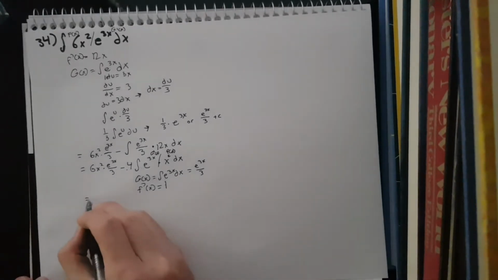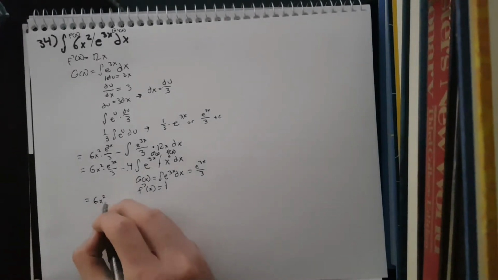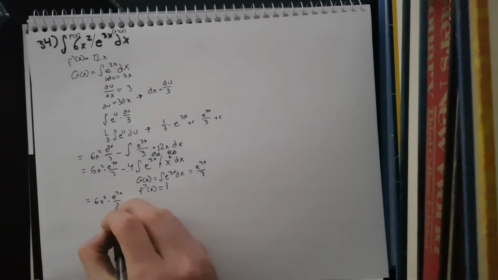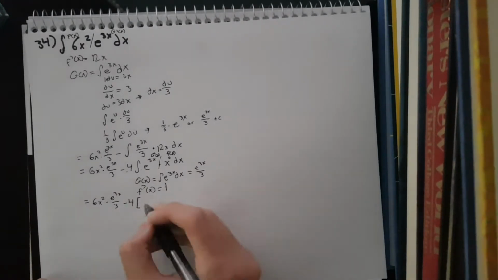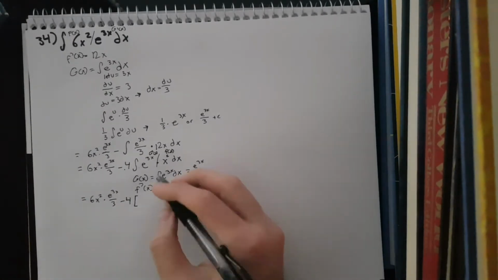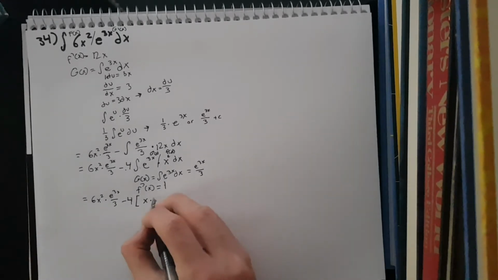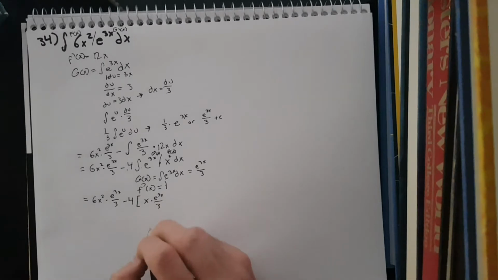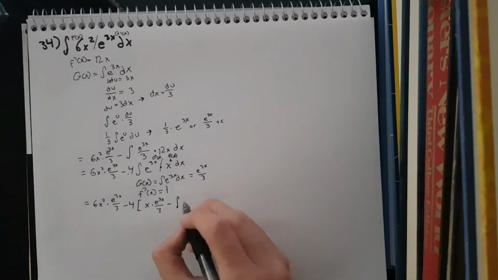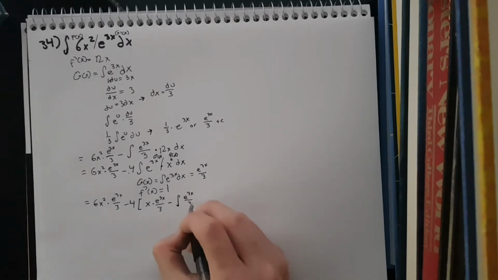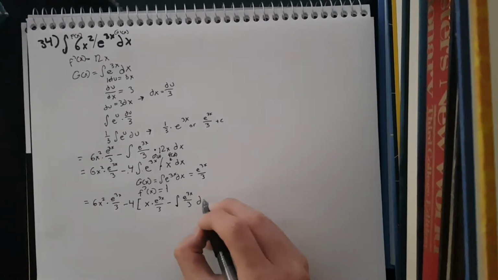So we just apply the formula for integration by parts. And what we get is 6x squared times e to the 3x over 3 minus 4. And then here's where we write the formula: f of x, which is x, times g of x, which is e to the 3x over 3, subtracted by the integral of g of x, which is e to the 3x over 3, times f prime of x, which is just 1, so we don't have to write that.